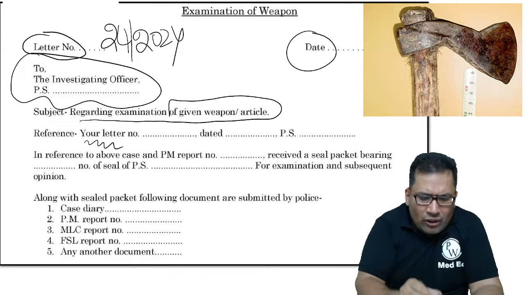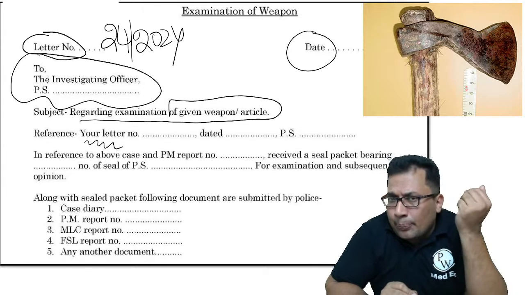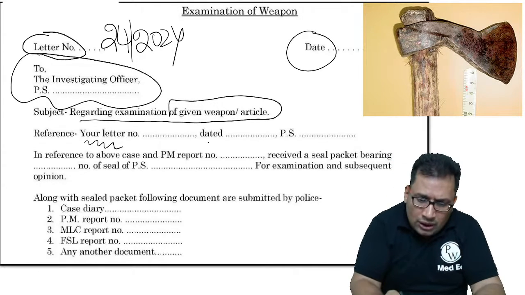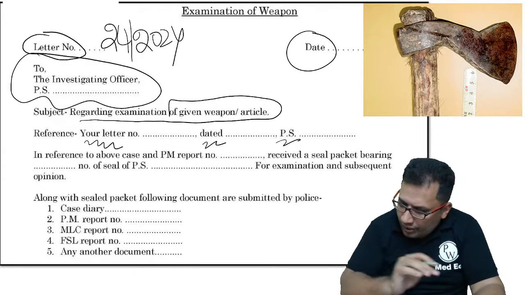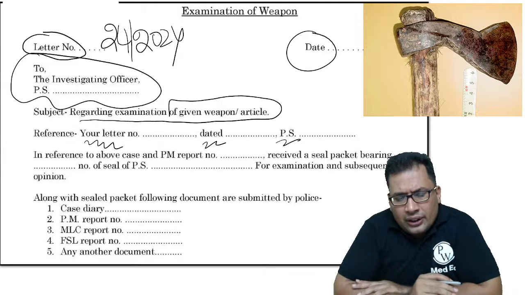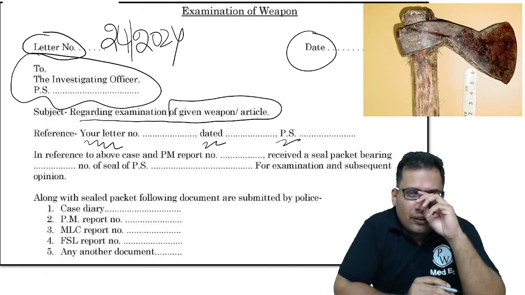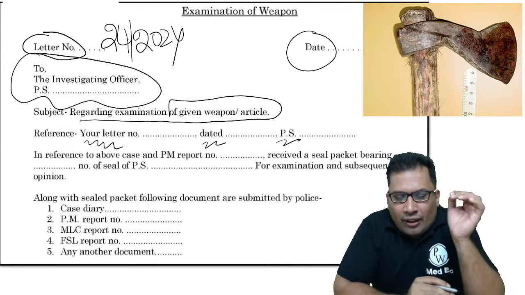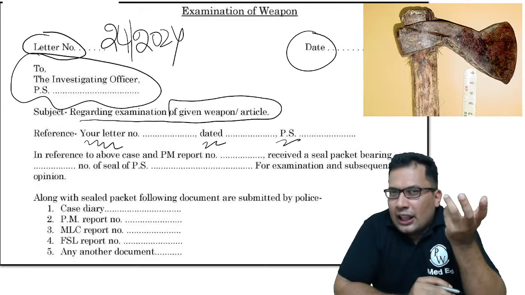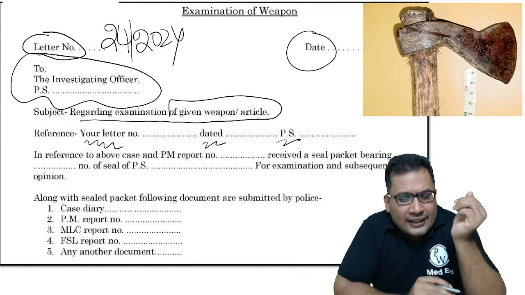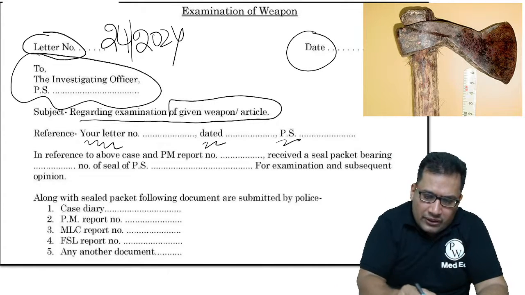Reference number. There will be a requisition from the investigating officer to give weapon examination. You need to write that letter number and date of that and police station. So what is important here? You need to maintain chain of custody here. So you need to write: in reference to above case PM report. Sometimes it can be PM report or it can be injury certificate also. Received a sealed packet bearing a number and seal of the police station for examination and subsequent opinion.